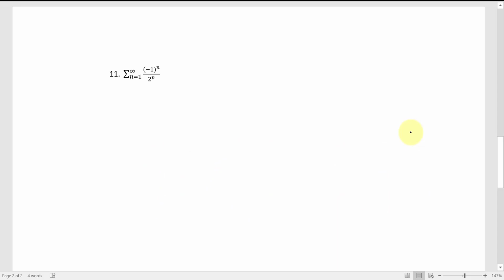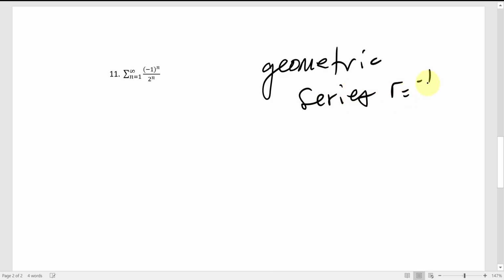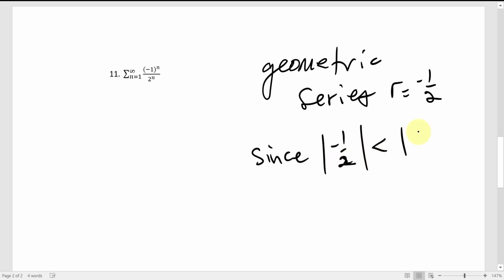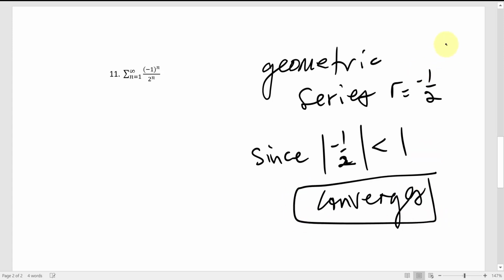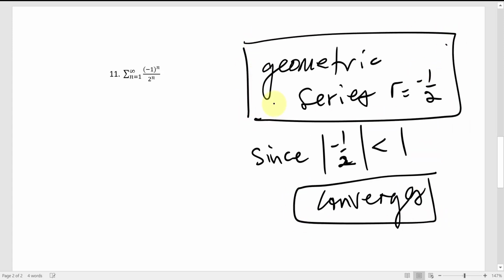All right, let's take a look at one last example here. Number 11. Actually, this is another one where we could go geometric. We could just finish this one off really fast. Geometric series, r equals -1/2. Since the absolute value of r is less than 1, it'll converge. So this is another one where not only do I know it converges, I would actually be able to find the sum.